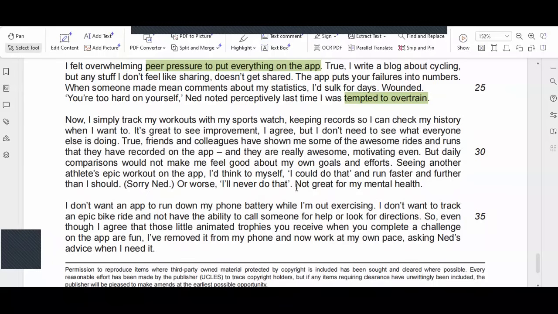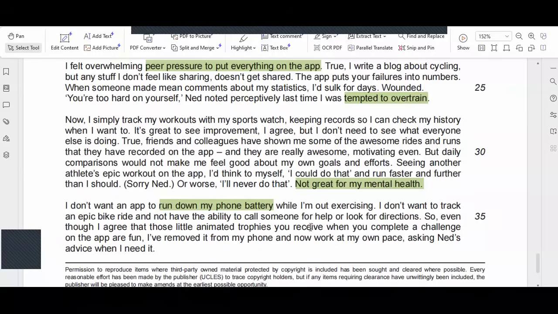That means that if you are using any sort of this app, it's a mental risk. You will be mentally stressed. It will put you in a state of stress. I don't want an app to run down my phone battery. Another disadvantage is that it's going to consume your phone battery while I am not exercising.